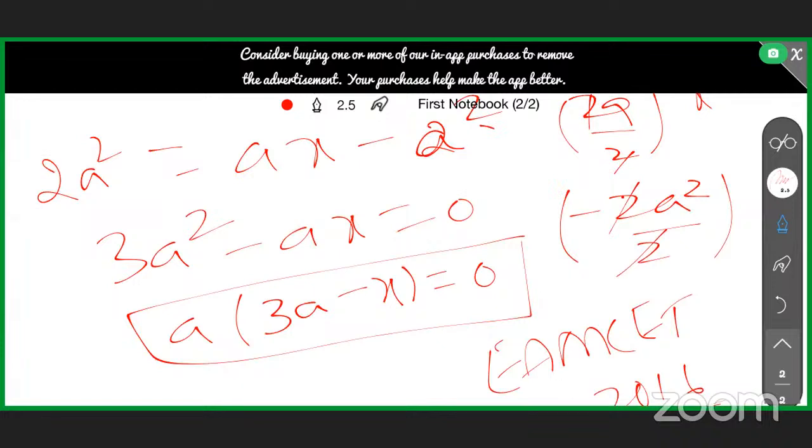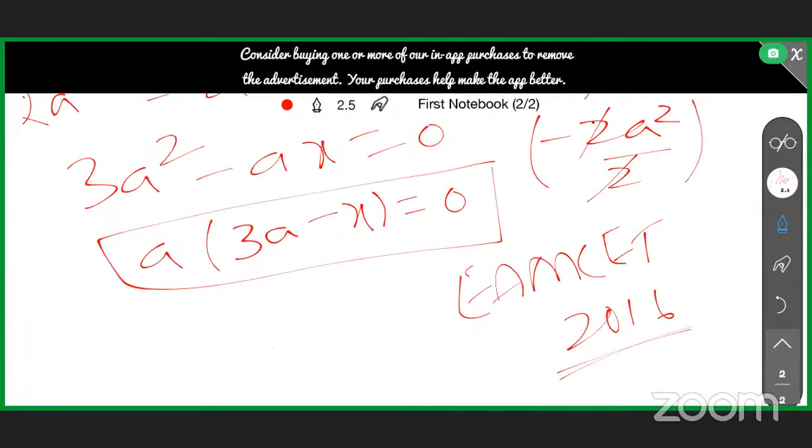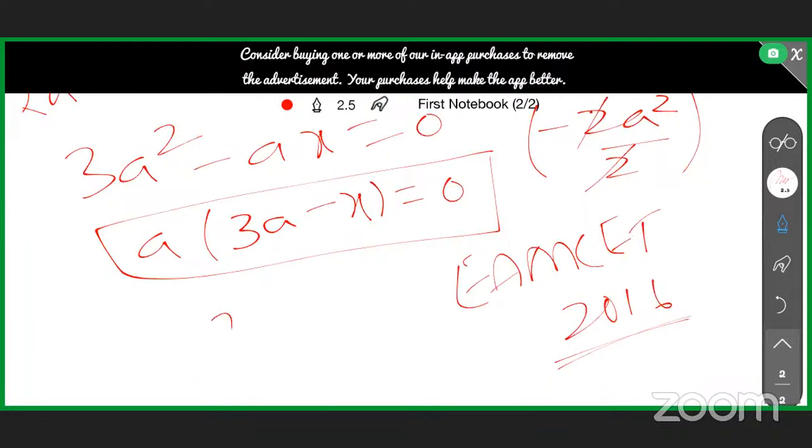Okay, sir, I understood. If you want to simplify much more further, this equation will reduce to x is equal to 3a.